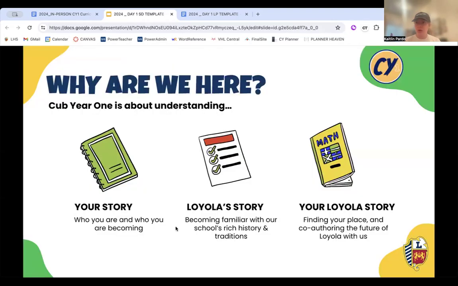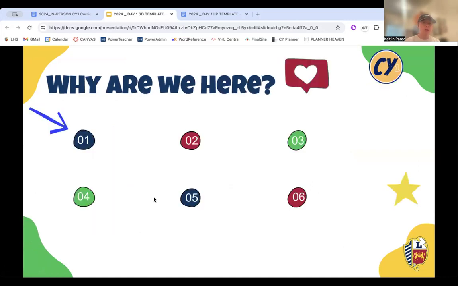Notice I'm going really quickly through these slides. We have Cub Year 1 because it's important to understand your story, who you are and who you are becoming, Loyola's story, becoming familiar with our school's rich history and traditions, and also helping you to author and co-author, in this case, your Loyola story. So finding your place here and co-authoring the future that is Loyola High School. So really exciting stuff.